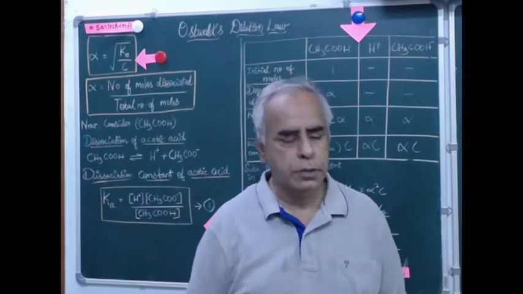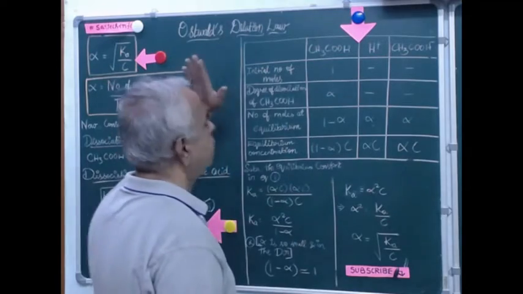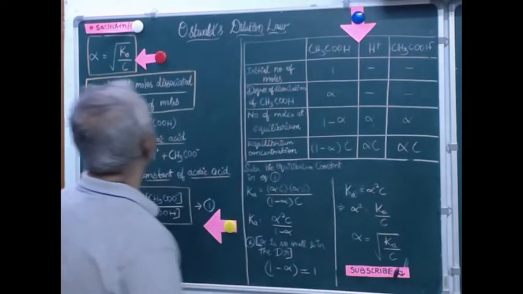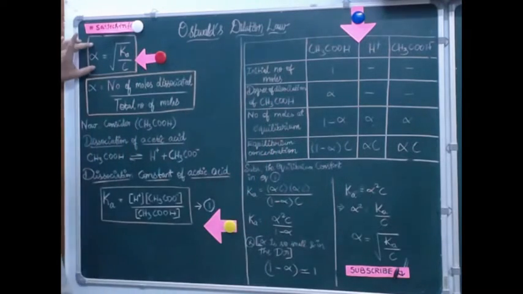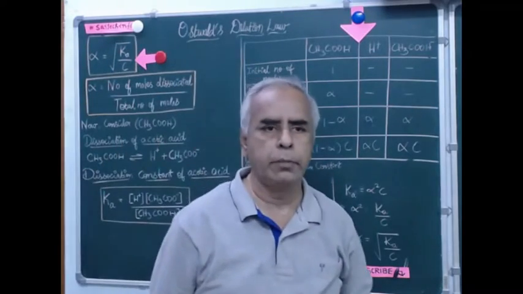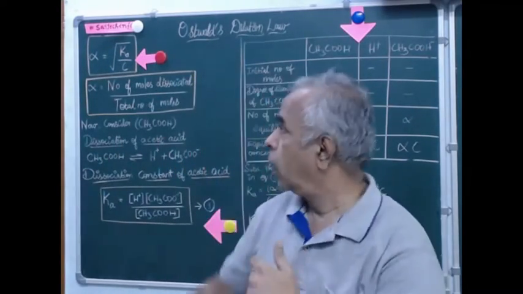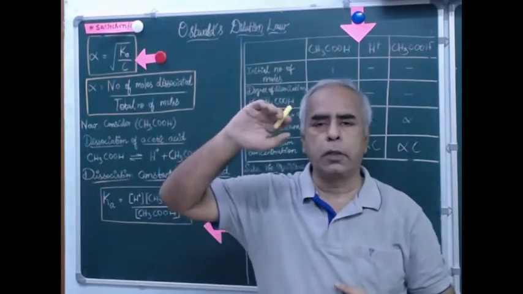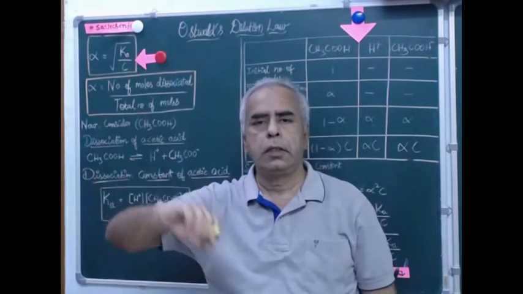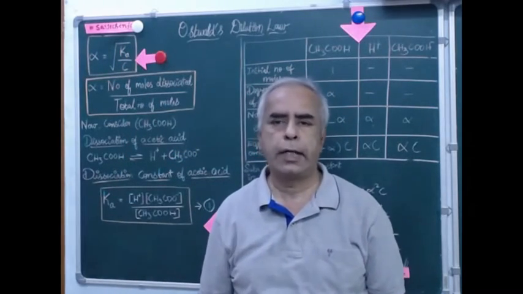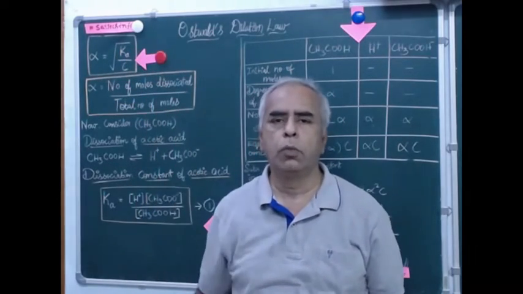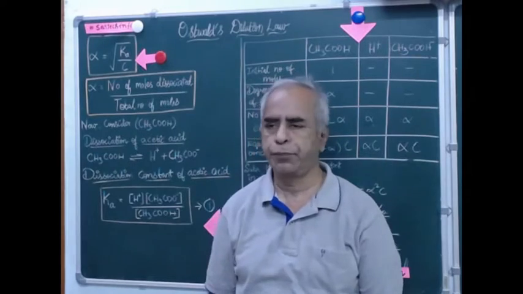Hi my dear students. Today I'll be discussing Ostwald's dilution law. It is given by this equation: alpha is equal to the whole square root of Ka divided by C. Here alpha is nothing but the degree of dissociation, Ka is the dissociation constant of an acid, and C is the concentration in terms of moles per liter, that is molarity.